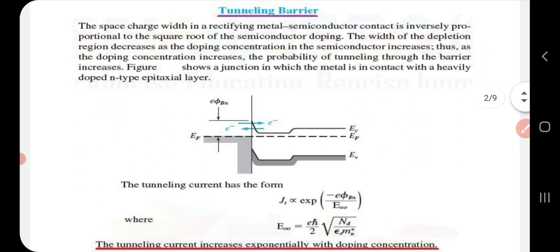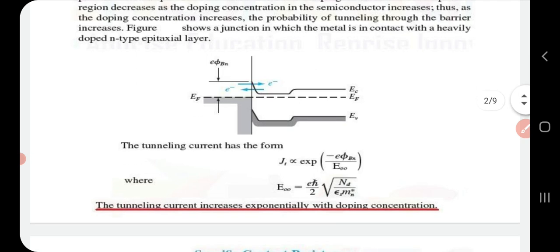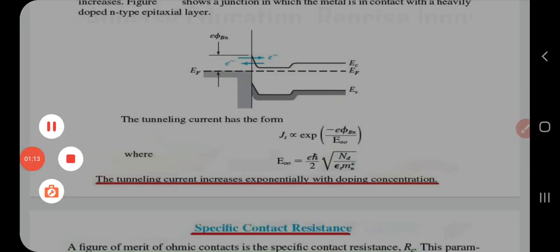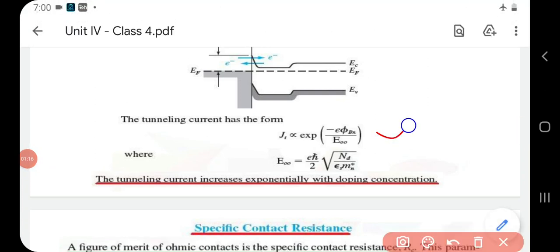This figure shows a junction in which metal is in contact with a heavily doped n-type epitaxial layer. Now here, if you want, you can skip that diagram. No need of drawing. Instead, you can directly write the expression for tunneling current, as given by this equation, and you can write this sentence also: the tunneling current increases exponentially with doping concentration. That is how tunneling current increases, an exponential increase with doping concentration.